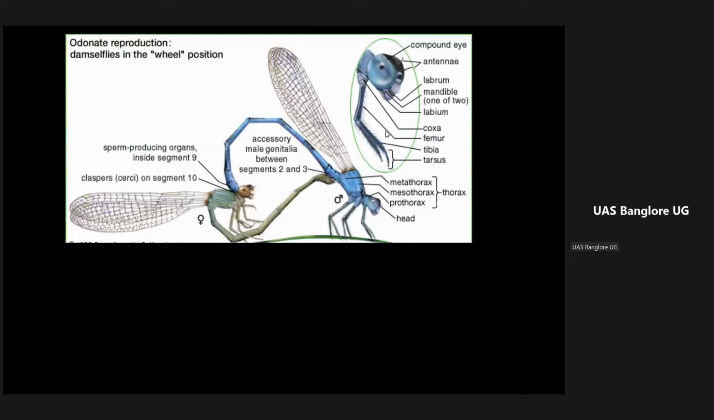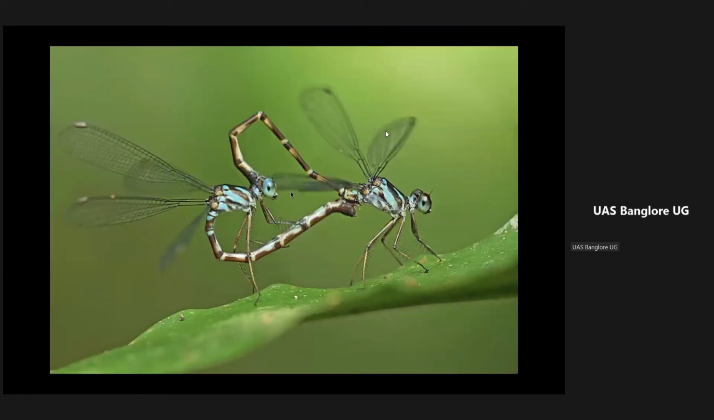Please remember, it is very important to write all these characters when they are asked in your exam. Can you see this? This is a female and male with the accessory male genital structures present on the second and third abdominal segments. Clear? Somebody had asked the doubt, what is the difference between a dragonfly and damselfly? Were you able to differentiate now?